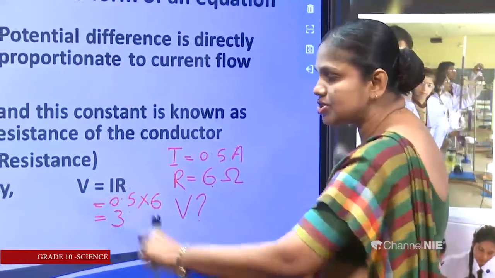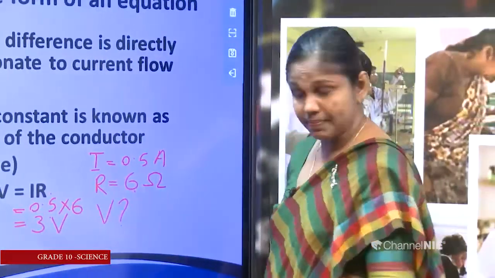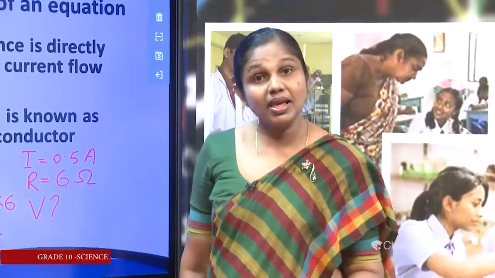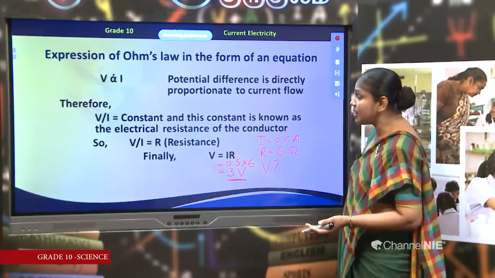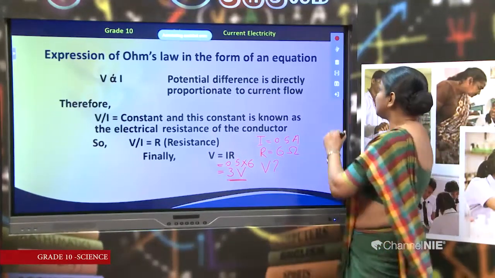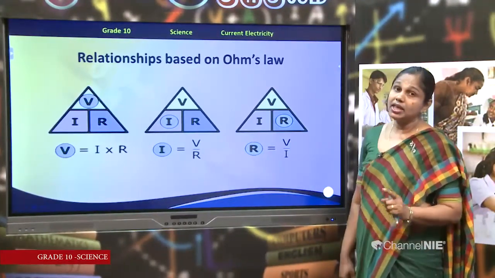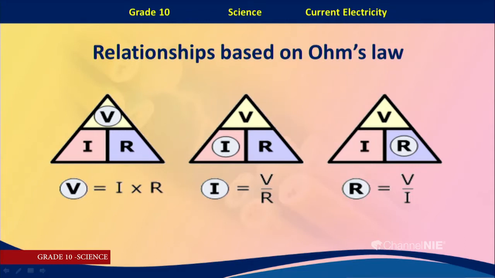What did we find here? The potential difference of this particular conductor. Then the unit of potential difference V. Then we can get potential difference when we know I and R. Similarly, when we know V and R, we can find I. And when we know I and V, we can find R. So, these are the equations that can be derived using the V equals IR equation. If V equals IR, when we know I and R, we can get V. When we know V and R, we can get I. I equals V over R. When we know V and I, we can get R. R equals V over I.